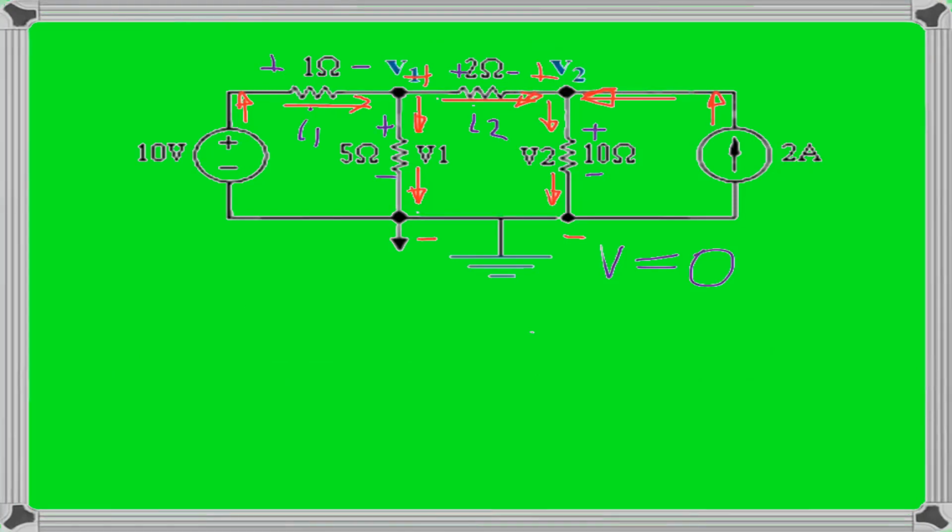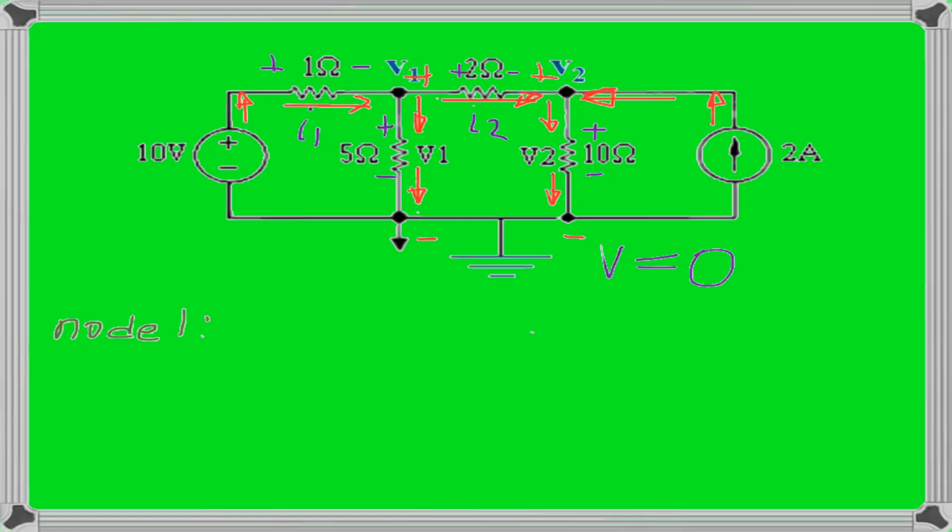Now, applying KCL to each node and expressing each current through V1 and V2, we can write nodal equations. We have 2 nodes, so we need to write 2 equations. Let's start with node 1. So write the equation at node 1.